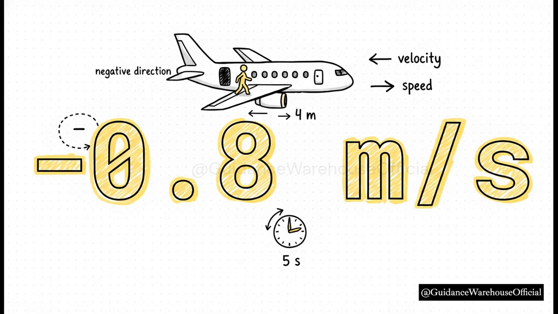Let's use a real-life analogy. Imagine you're a passenger on a flying airplane. The plane is facing forward, so let's call that the positive direction. But you need to use the restroom, so you get up and walk 4 meters toward the back of the plane. That is a displacement of -4 meters. If it takes you 5 seconds to walk that distance, you divide -4 by 5, and your average velocity is exactly -0.8 meters per second. That negative sign doesn't mean you're moving slower than 0. It just tells us your direction is toward the rear of the plane.